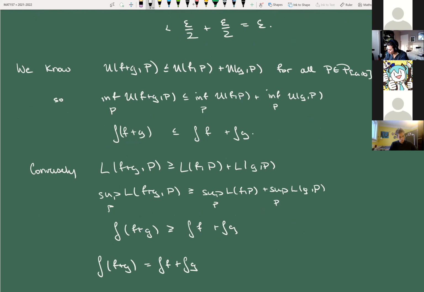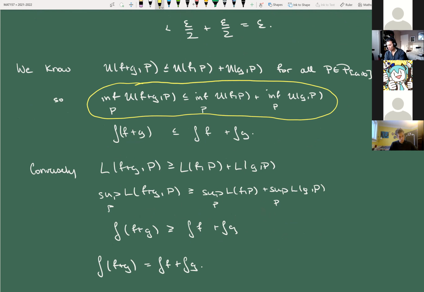All right, now let's think about this. Let's check whether or not this actually makes sense. I've got U(f+g, P), and that's always going to be less than or equal to that. If the left-hand side is always less than or equal to the right-hand side, and then I take the infimum, there's no way that it could get bigger.